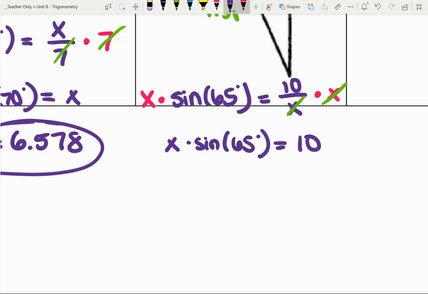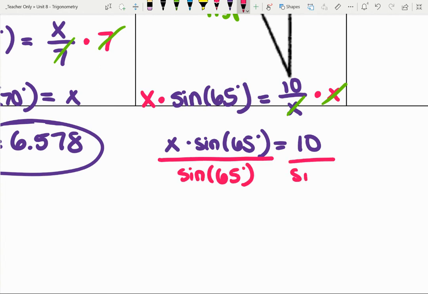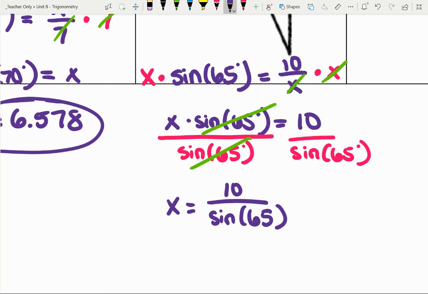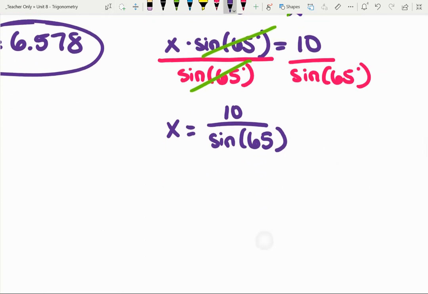And now I haven't isolated x. I really need to do that. So I can actually divide both sides by sine of 65 degrees because really that's just a number. We haven't calculated it yet, but that doesn't change the fact that it's just a number. So when I do that, I will get x is equal to 10 divided by the sine of 65 degrees. And when I put that into my calculator, I get approximately 11.034.